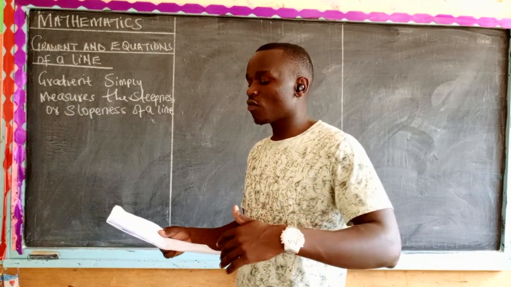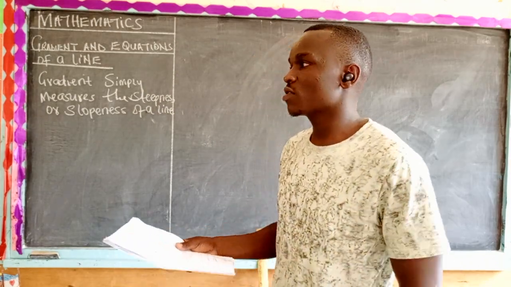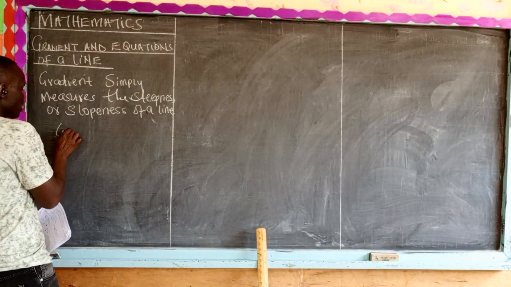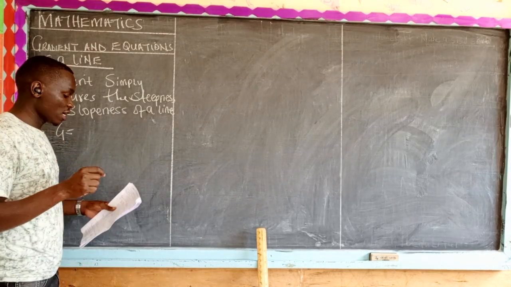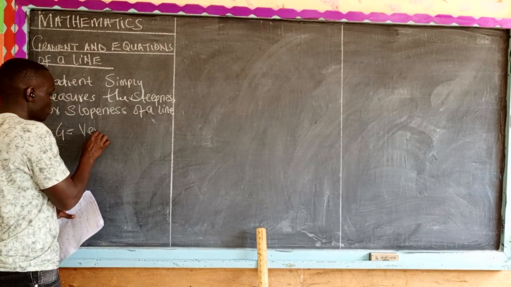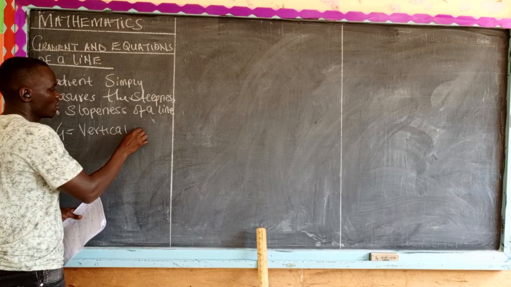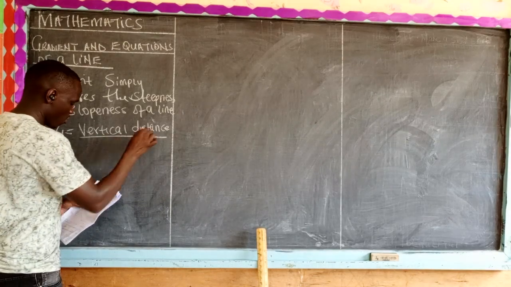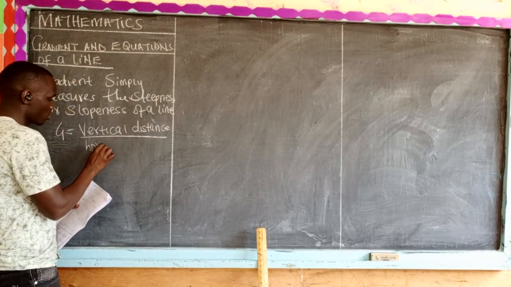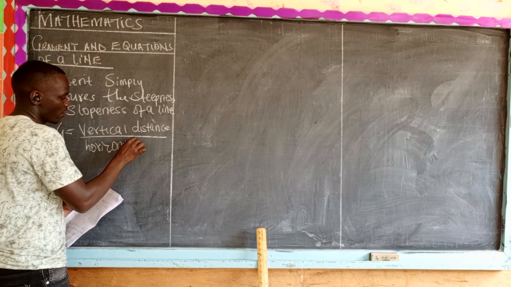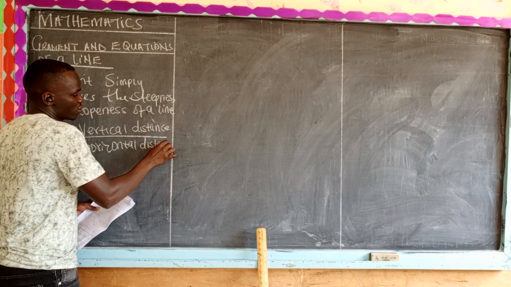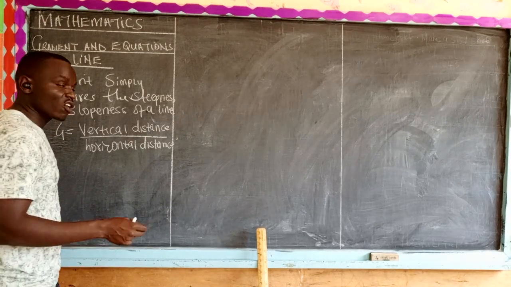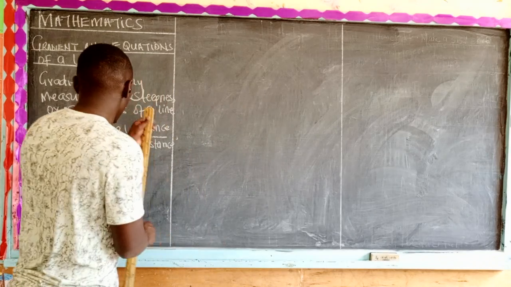It is expressed as a ratio of vertical distance all over horizontal distance. Vertical distance all over horizontal distance. So when we talk about vertical and horizontal distance, this is what we mean.